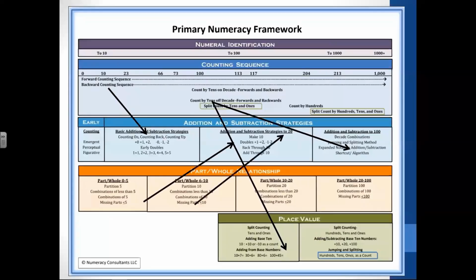If you don't understand part whole 5 to 10, you're never going to be able to use the make 10 strategy or more efficient strategies for your facts to 20. If you don't understand place value, it's going to affect you when you go to use place value for addition subtraction. So it goes on and on, the constant connections, how a deficit in one area can directly affect a domain or another area of numeracy.